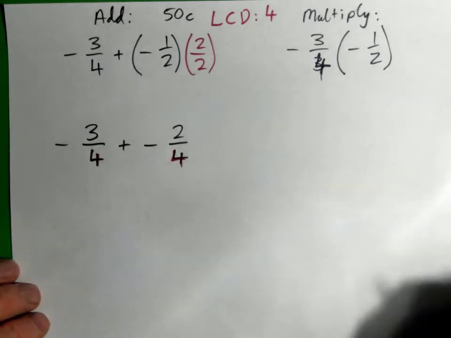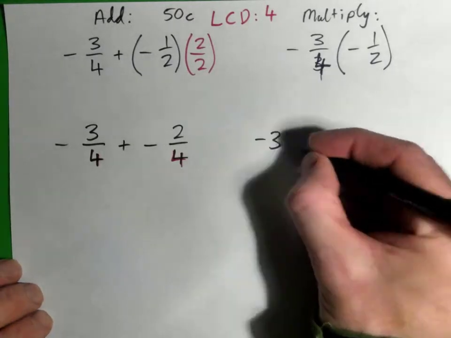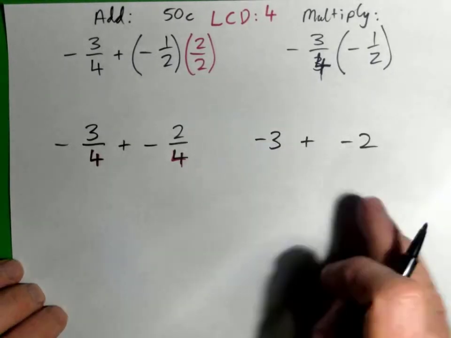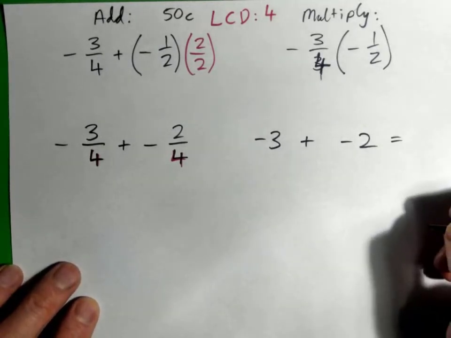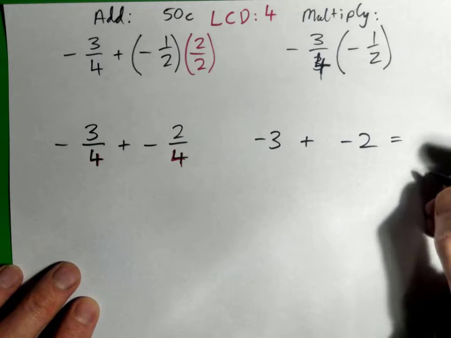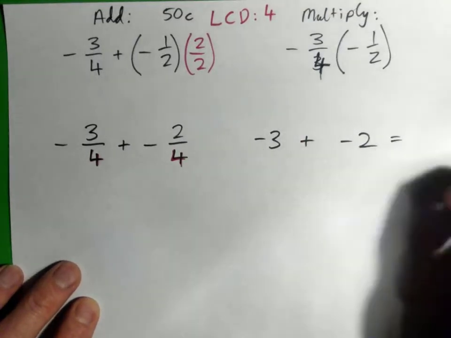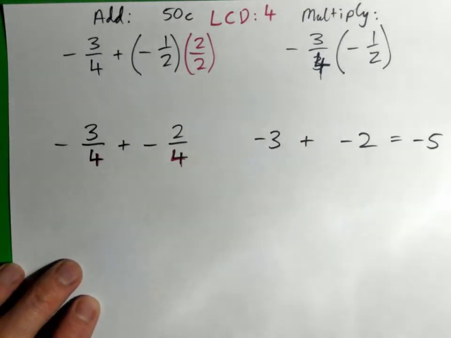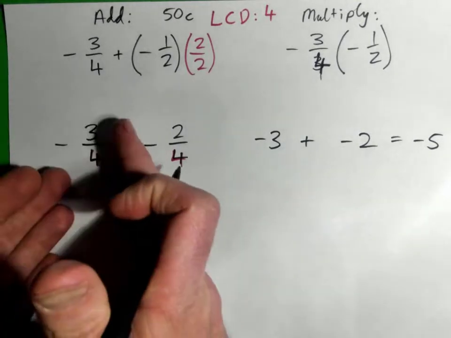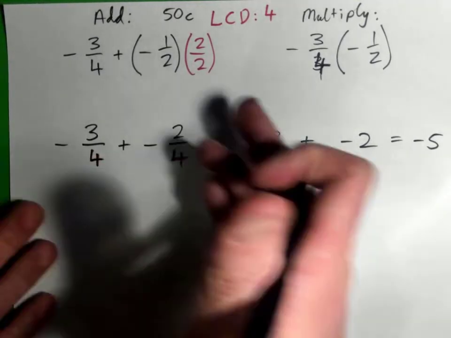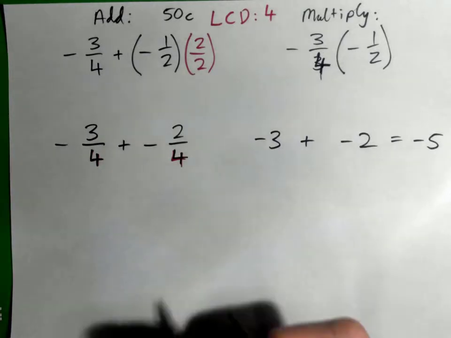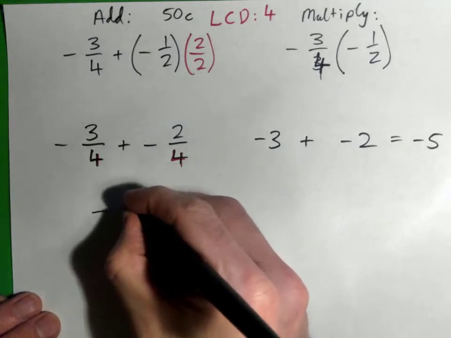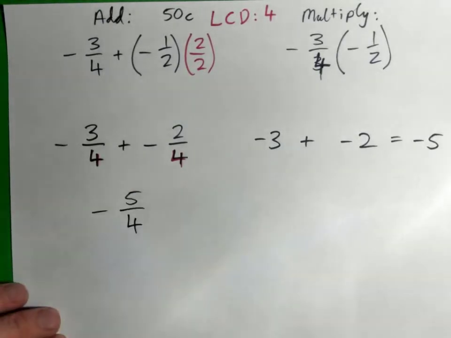And this is kind of just like having negative 3 plus negative 2. Like if you had negative 3 plus negative 2, what would that be? Right. 3 bad guys and 2 bad guys, 5 bad guys, negative 5, right? And so we have negative 3/4 plus negative 2/4. So what do you think this is going to be? Right? So negative 5/4? Make sense?